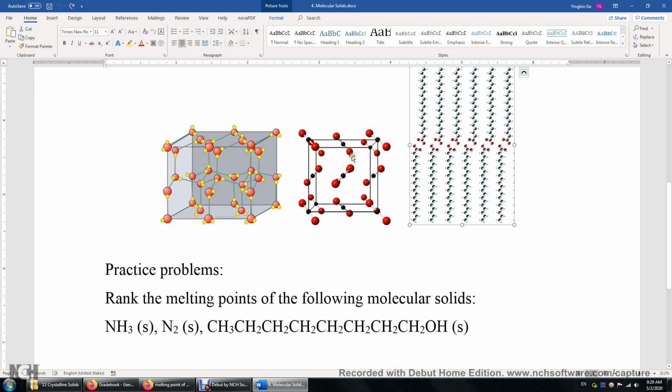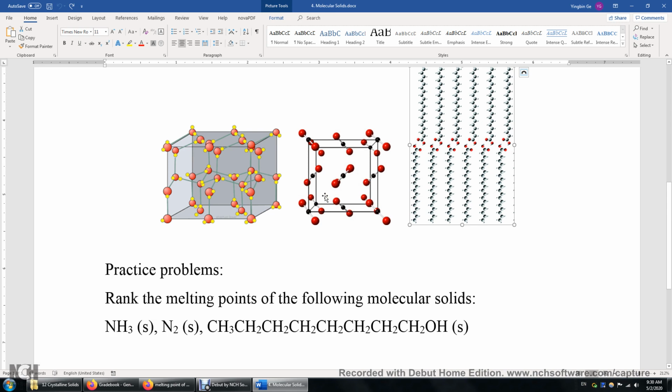Anyway, between two neighboring CO2 molecules, there's only dispersion, and the dispersion force between two CO2 is much smaller than the dipole-dipole interaction between two water molecules. And over here, these are very long chain fatty acids.